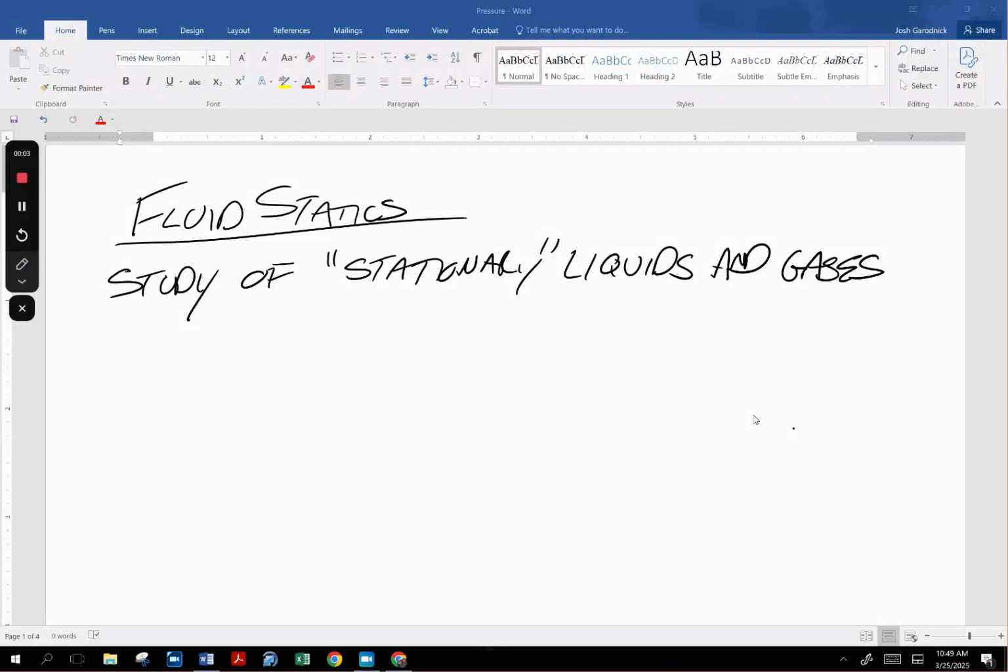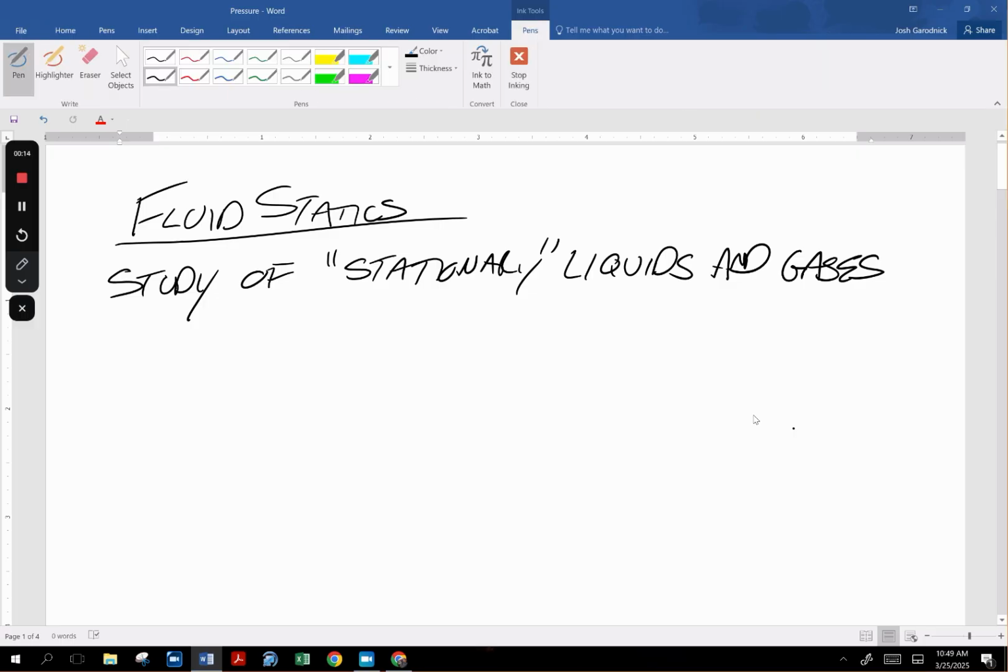What's up, everyone? This video is to introduce our topic of fluids, and we are going to start with something actually rather simple. It's going to be fluid statics. Fluid statics, as you can see written here already for you, is the study of stationary liquids and gases. It's important that you know that a fluid is anything that takes the shape of the vessel that it's in, and that is a liquid or a gas.